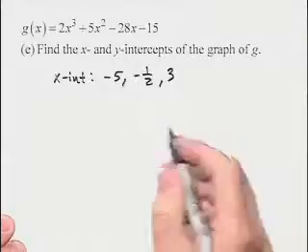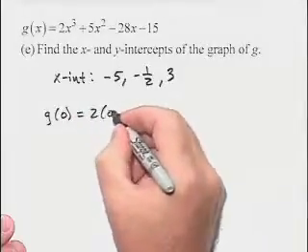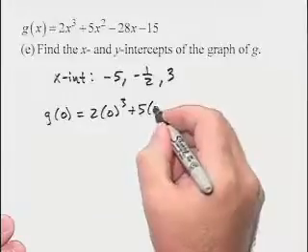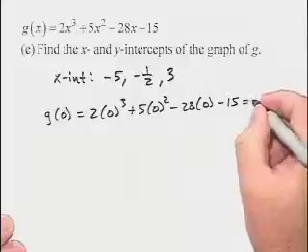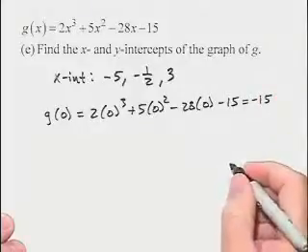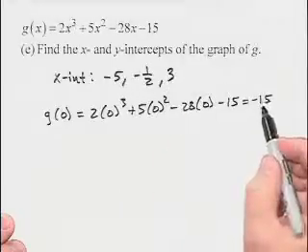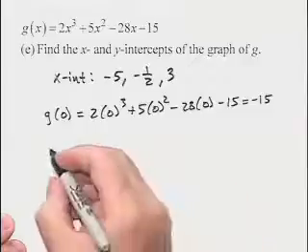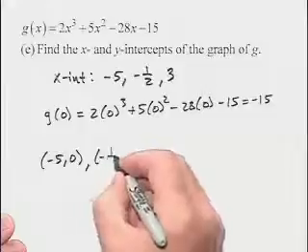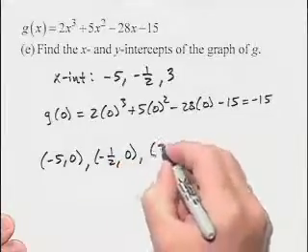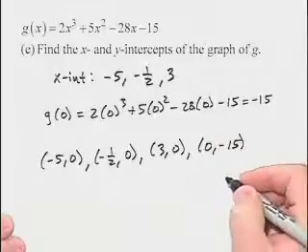To find the y-intercept, we need to evaluate g of 0. g of 0 is 2 times 0 cubed plus 5 times 0 squared minus 28 times 0 minus 15, which is just negative 15. So our x-intercepts are negative 5, negative 1/2, 3. Now our y-intercept is negative 15. If we want to write ordered pairs, the intercepts would be (negative 5, 0), (negative 1/2, 0), (3, 0), and (0, negative 15).